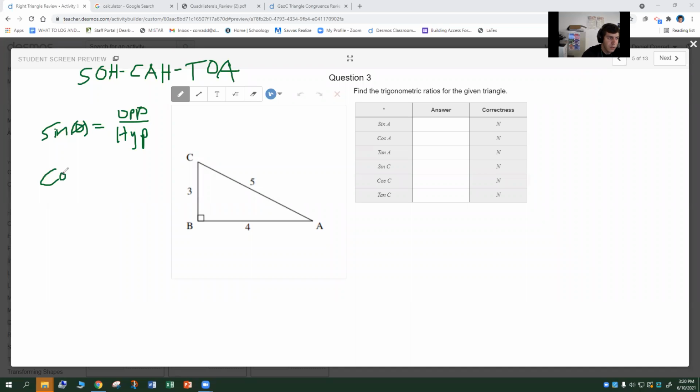Right, and cosine is adjacent over hypotenuse. And then tangent here is opposite over adjacent. ADJ.